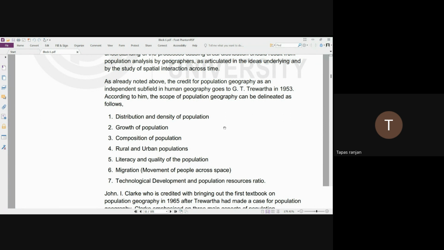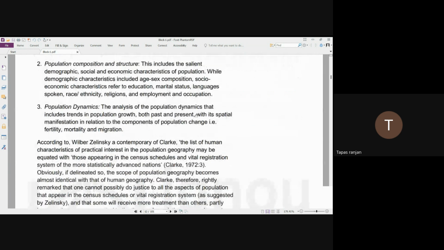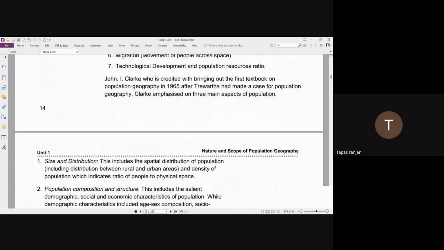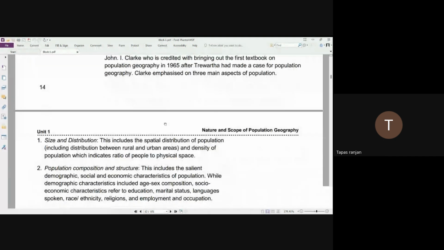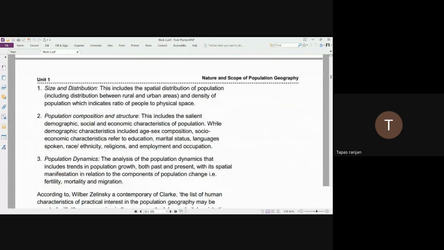about the population of that area or population of any state. Then John I. Clark also has emphasized three aspects of population. Those were basically size and distribution of population, population composition and structure, then population dynamics. Population dynamics in terms of population growth, then fertility and mortality and migration.